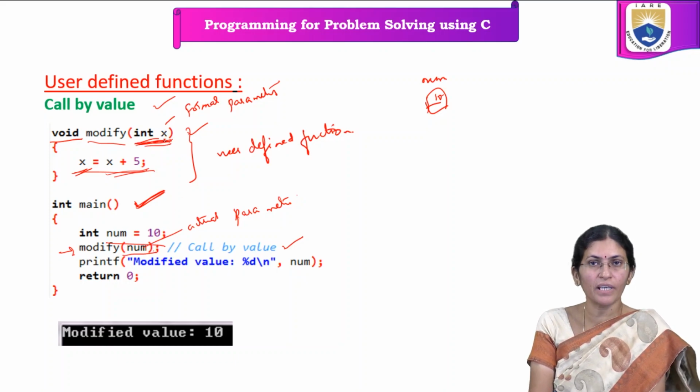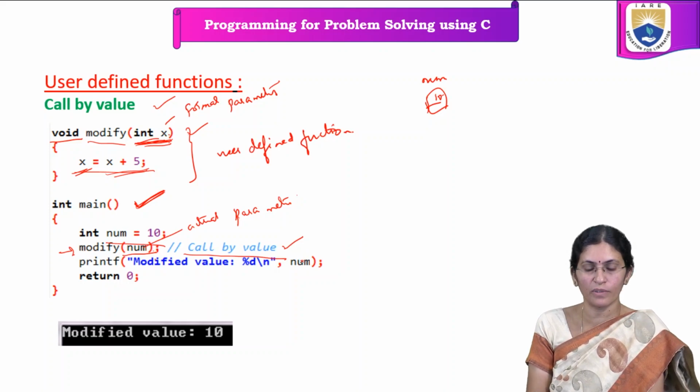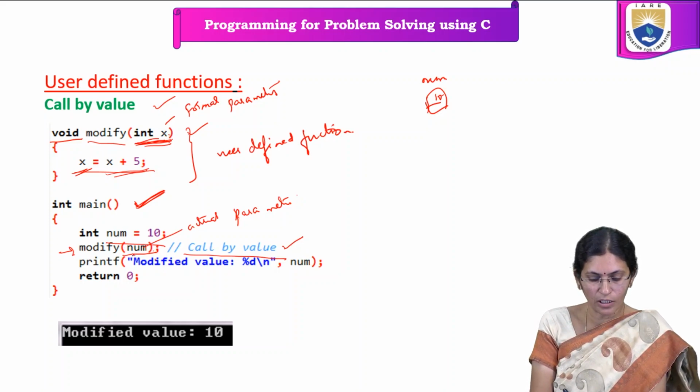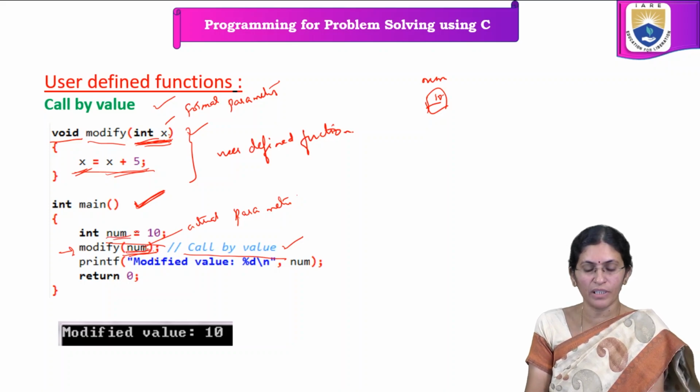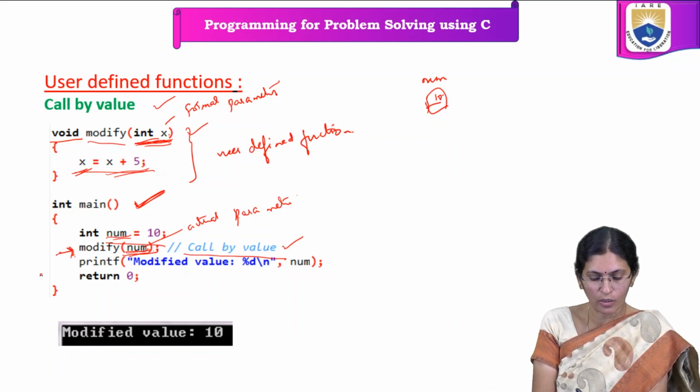The way we pass the parameters from the calling to the called function, based upon that there are two types: call by value and call by reference. So first we'll discuss call by value. So what is call by value here? In the main function, this is a local variable which is declared in the main function. So num value is initialized to 10. Its value is 10. So here this is a function call.